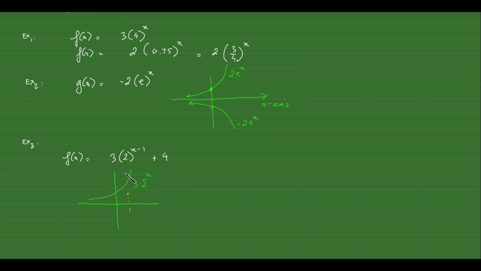1, 1, 2. Oh, I don't have... Let me see. 1, 2. I just guess. Okay, 3, 4. Oh, it looks like it's not a good graph. I think I'm gonna go ahead and erase everything.